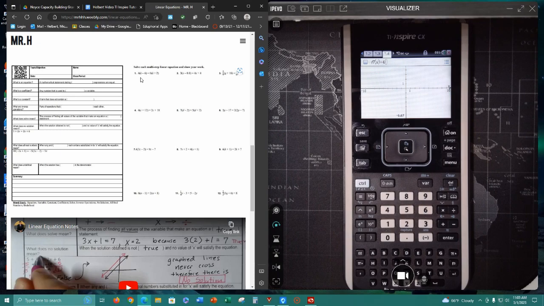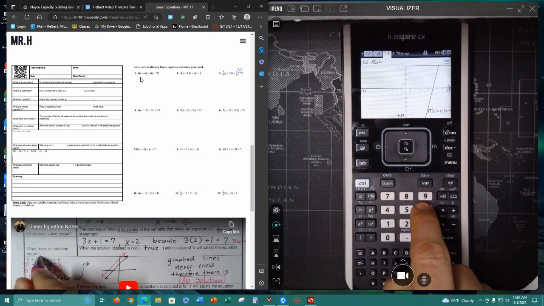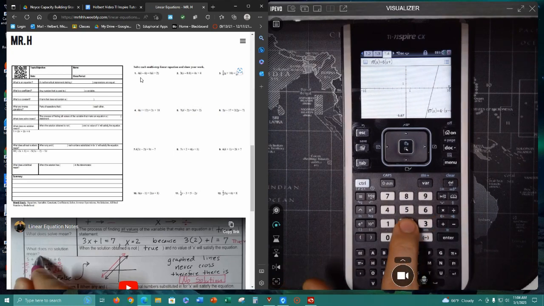Notice this, just so you know, this calculator is in test mode, so you can actually use this feature. The students can use it during the STAAR test. So I have 4 parentheses x minus 6. I'm going to hit enter. That is my first line. Hit tab, and I'm going to type in the second one: 6 parentheses x plus 2, and we're doing problem number 1. And I'm going to hit enter.